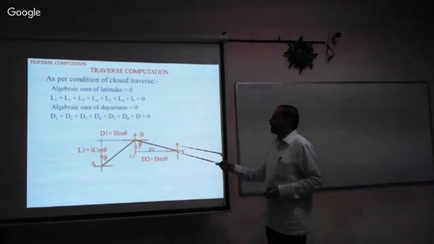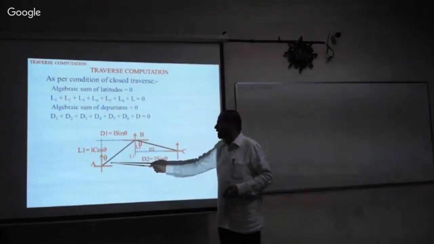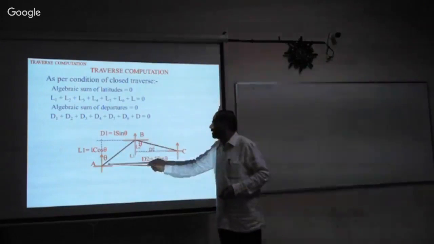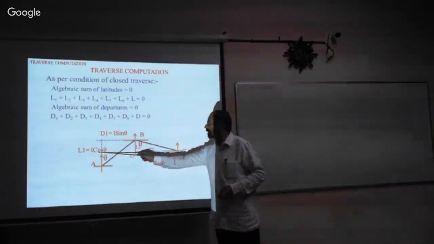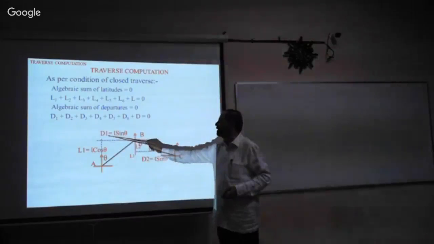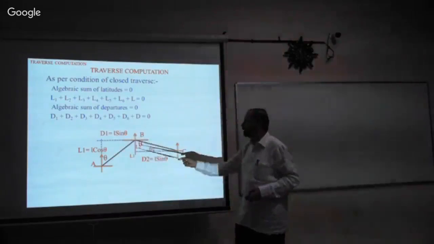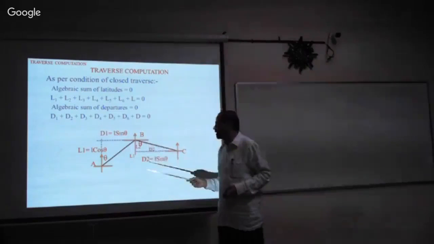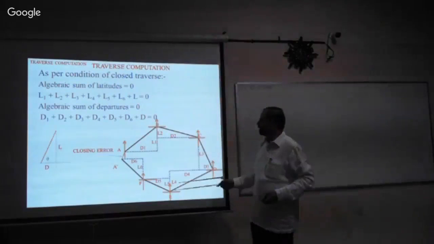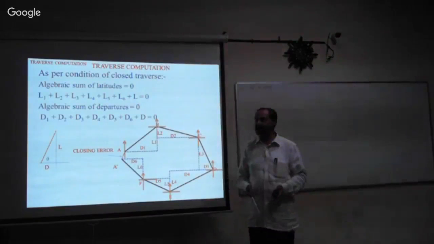A little more about the latitude and departure of survey lines. For line AB, the latitude L1 is L cos theta, where L is the length of the survey line AB. The departure D1 is L sin theta. This is L cos theta and this is L sin theta. Similarly, we can compute for the other survey lines also. We have already discussed this.